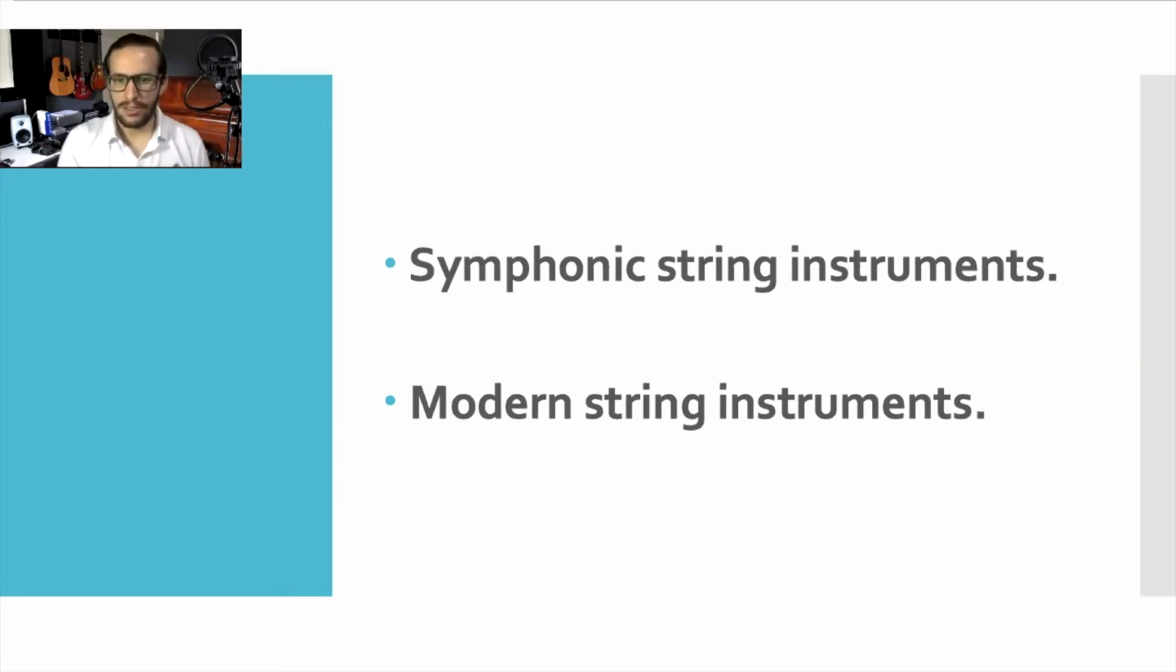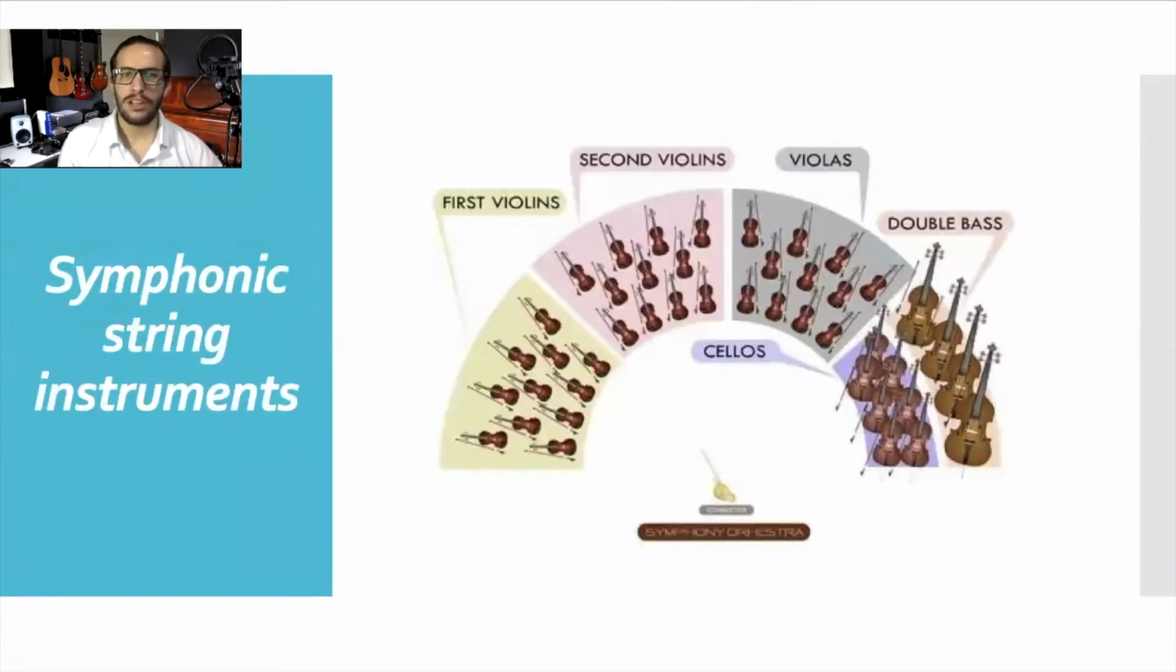So when we talk about symphonic instruments, we're talking about all the instruments that are used in symphonic orchestras, okay? So these are all the string instruments that you find in an orchestra. First, you have the violins, then you have the violas, then you have the cellos, and you have the double bass. Okay, we're going to see each of them so you can see all the characteristics that they have. Again, these are all the symphonic string instruments.